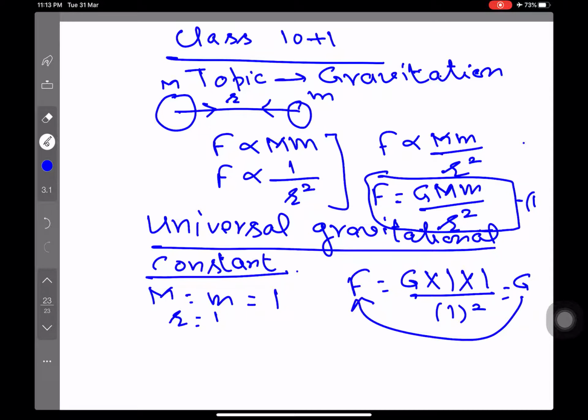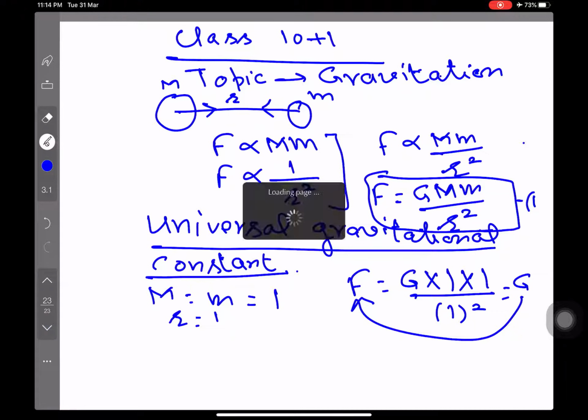Therefore, universal gravitational constant comes out to be equal to the gravitational force between the two bodies, each of unit mass and separated by unit distance. So how can we define universal gravitational constant? Universal gravitational constant may be defined as the gravitational force between two bodies, each of unit mass, placed with their centers unit distance apart. Now we come to units of capital G.